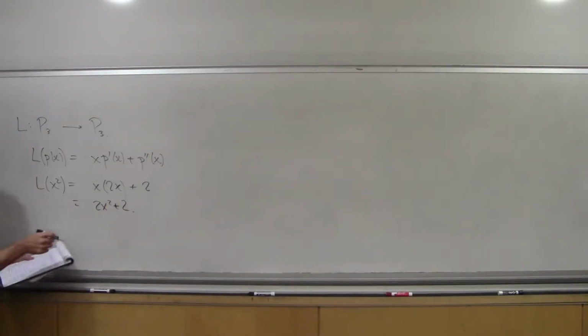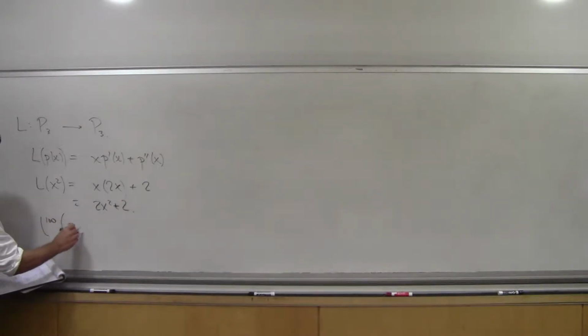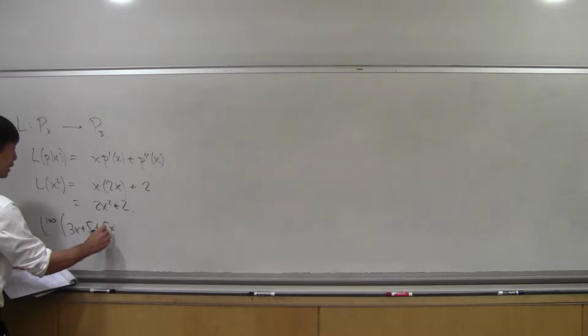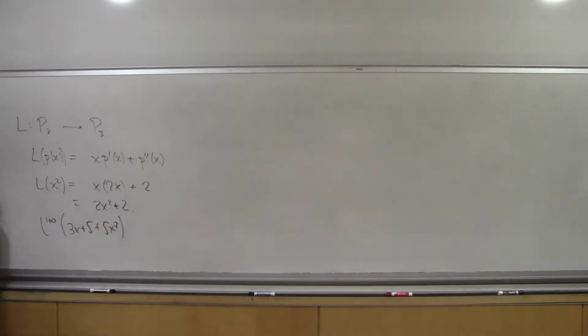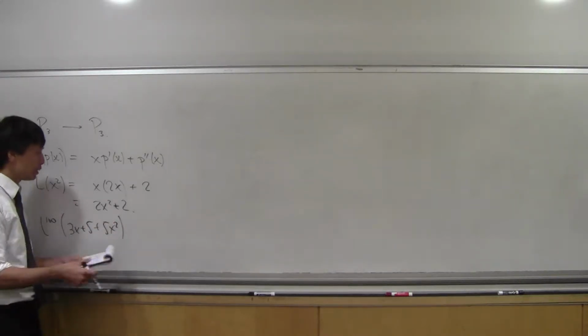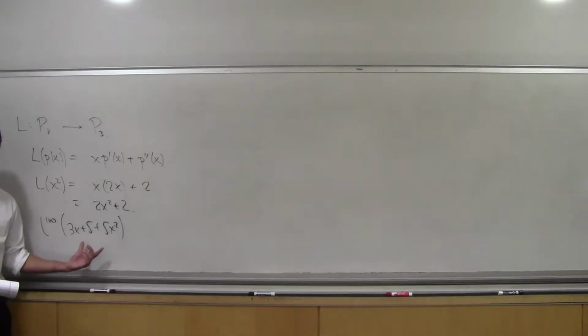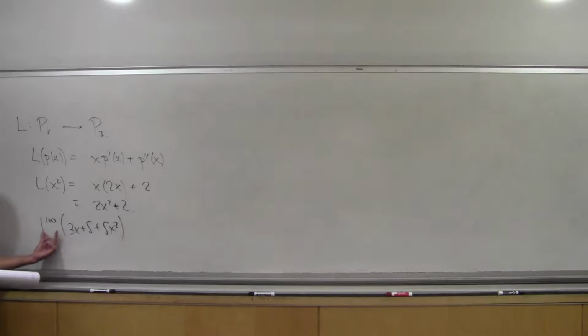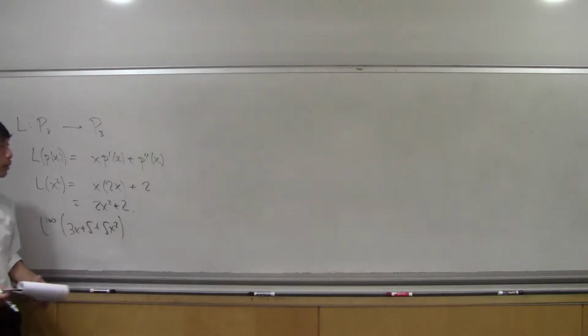And the question we're looking at is, what is L^100 of 3x plus 5 plus 5x squared? You could do this the slow way. How would you do it? One way would be to just apply this operator 100 times. You take the derivative, multiply by x, add on the second derivative, you get something, take the derivative of that, multiply by x, add on the second derivative of that, and do that 100 times. So that's one way.